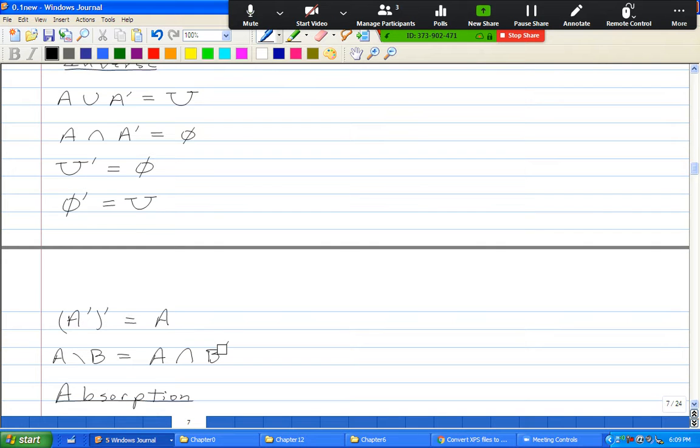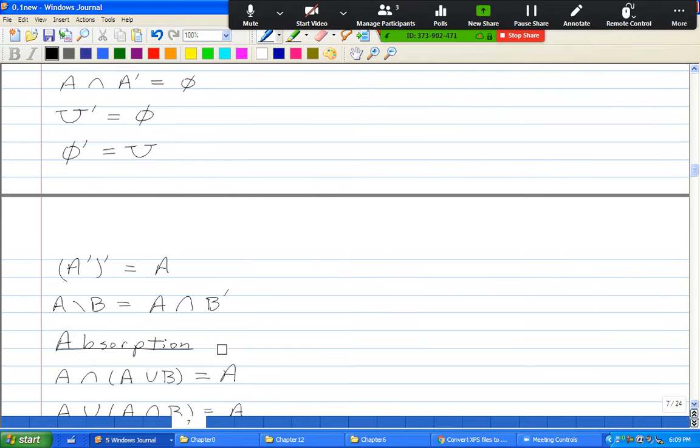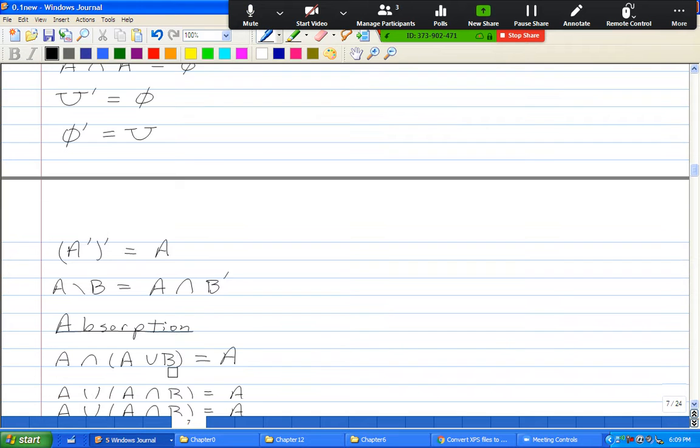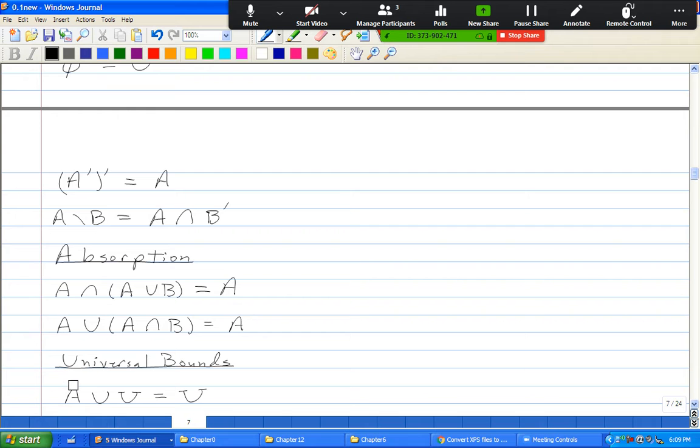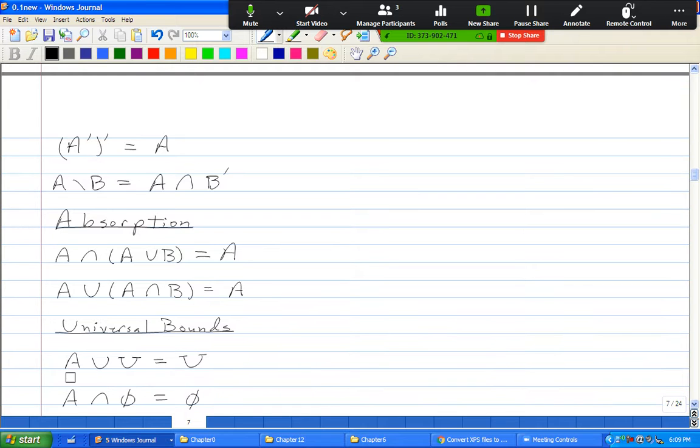Some absorption properties. A intersect (A union B) is equal to A for any set B. Similarly, A union (A intersect B) is just A for any set B. Universal bounds. A union the universe is just the universe for any set A. A intersect the empty set is just the empty set for any set A.